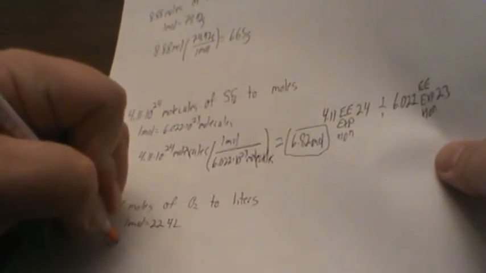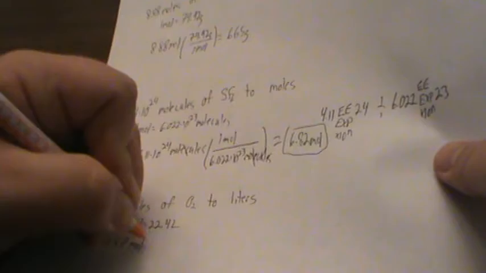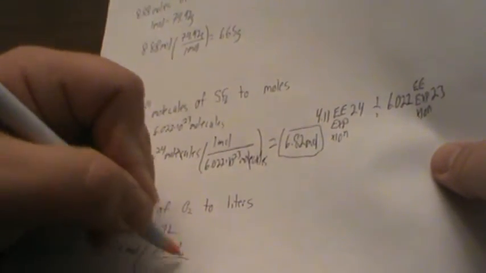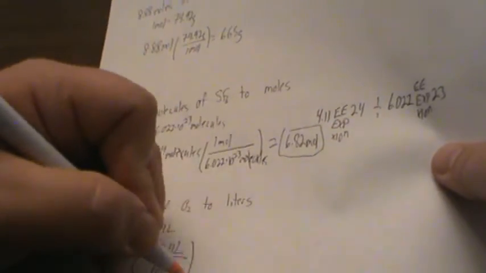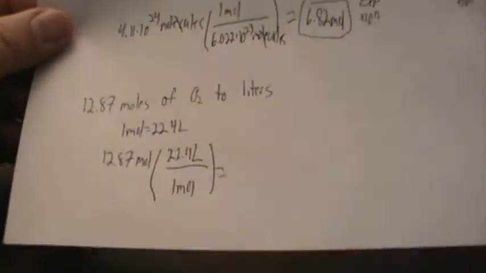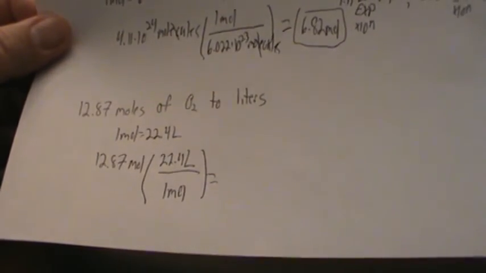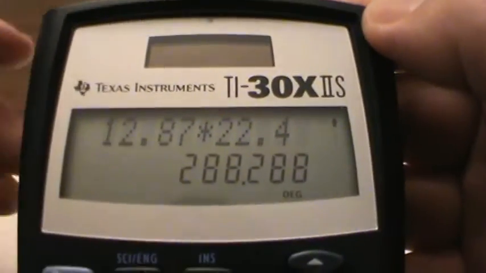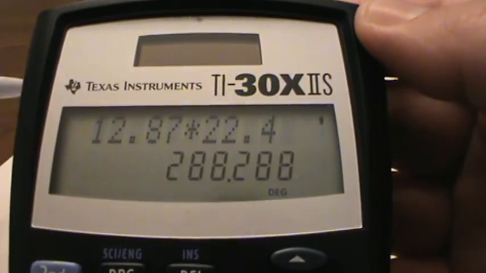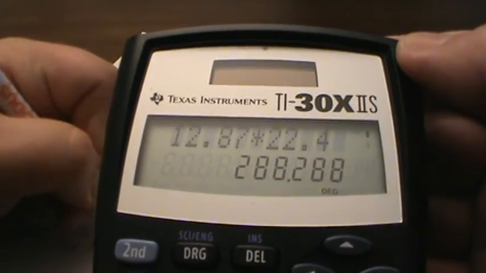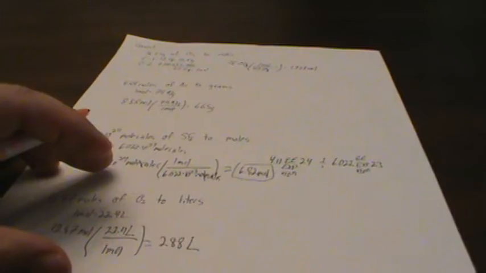So 12.87 moles. Set up, since we're going to liters, we're going to put the 22.4 liters up in the numerator over 1 mole. And we're going to take 12.87 times 22.4. And this is what I'm coming up with for an answer. Now we should only have three significant figures, so I'm just going to put down 288 liters as my answer.